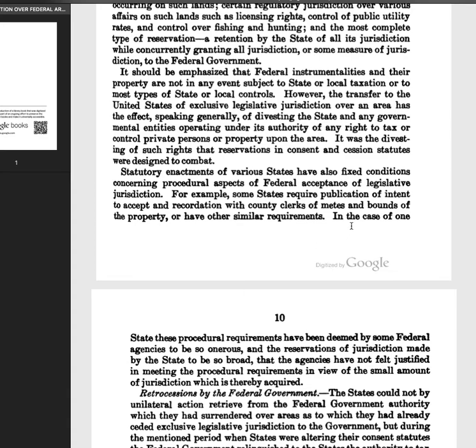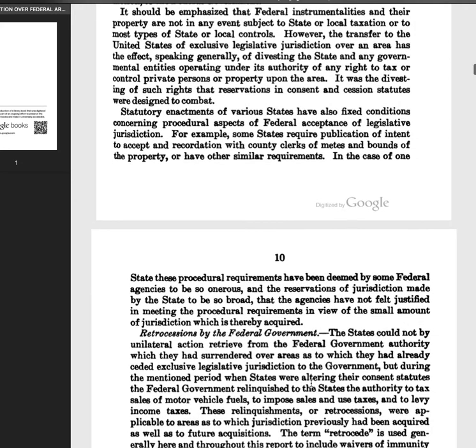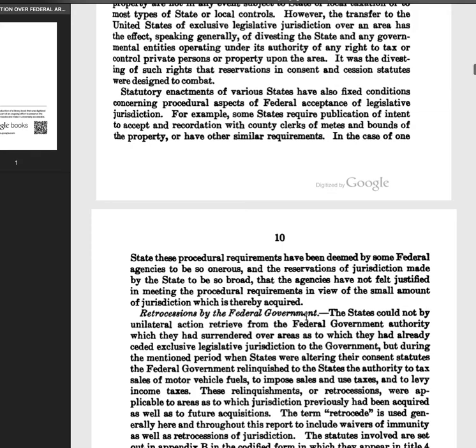In the case of one state, these procedural requirements have been deemed by some federal agencies to be so onerous, and the reservations of jurisdiction made by the state to be so broad, that the agencies have not felt justified in meeting the procedural requirements in view of the small amount of jurisdiction which is thereby acquired. Retrocessions by the federal government. That's giving back. The federal government giving back.